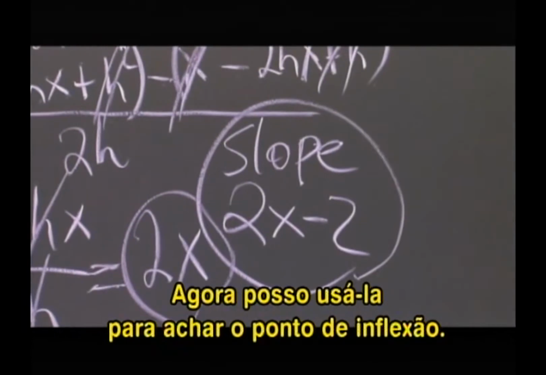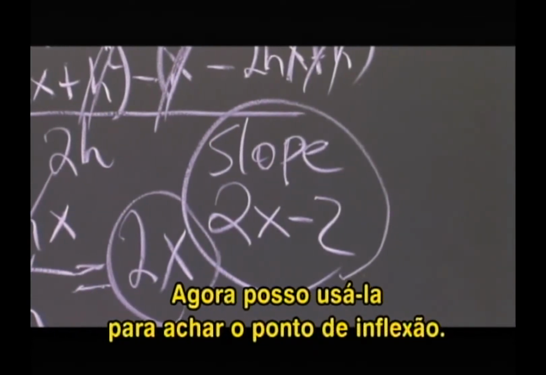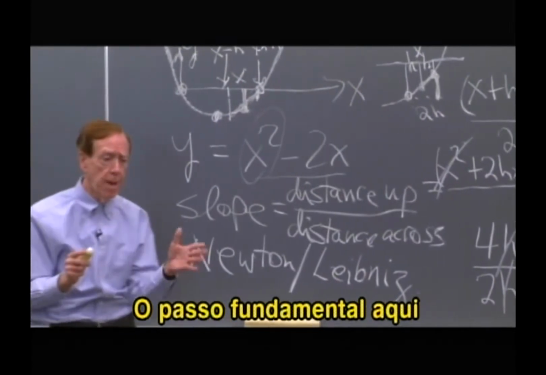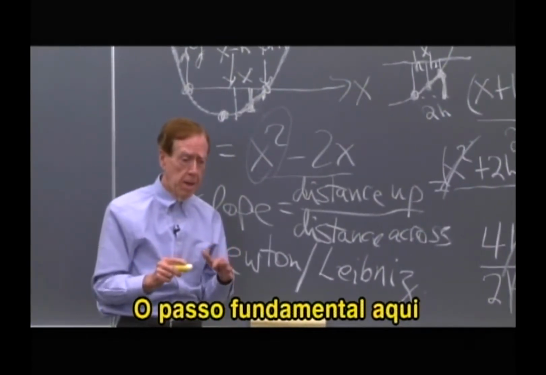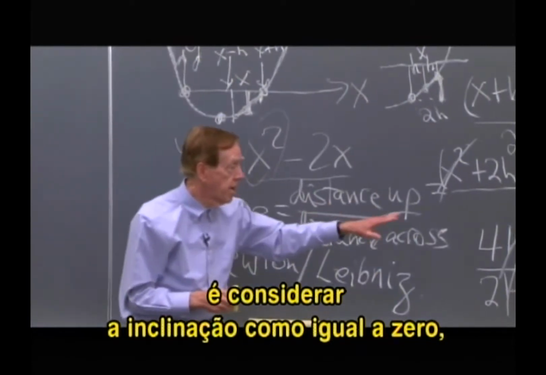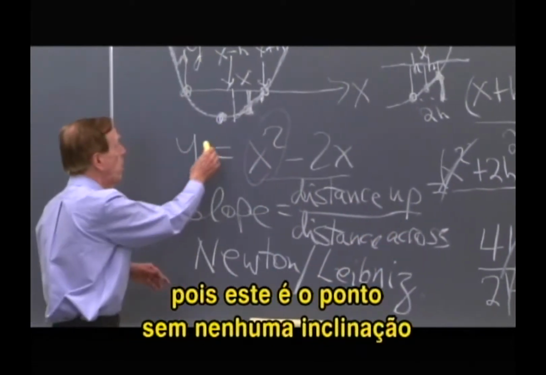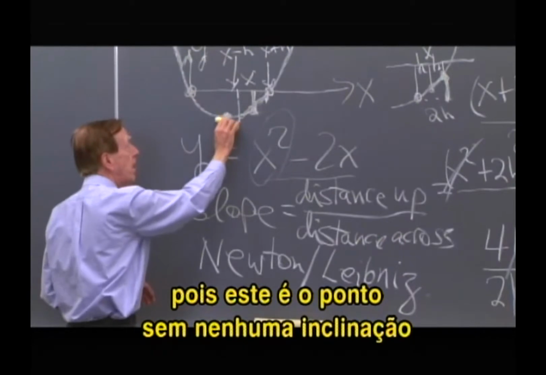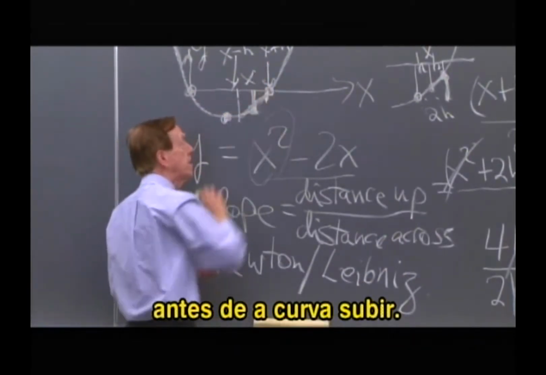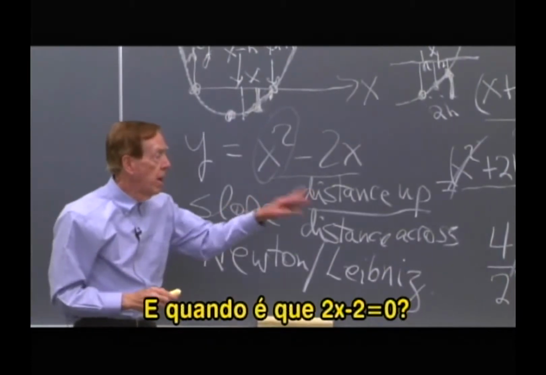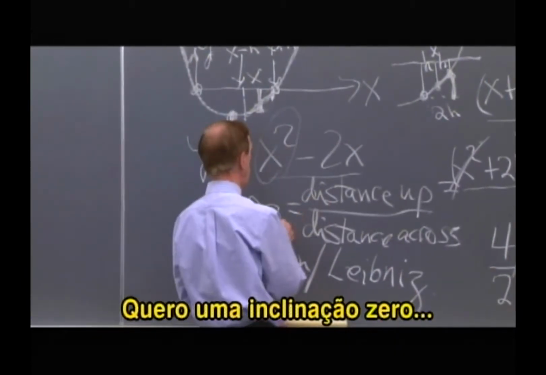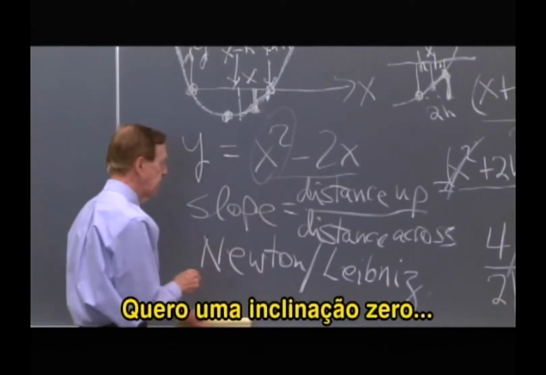And now I'm ready to use it to locate that bottom point. So the key step in using calculus, in using the slope, is to set it to 0, because this is the point where the slope was negative here, 0 for 1 instant there, and then positive again. And when does 2x minus 2 give 0? So I'm looking for the slope to be 0.